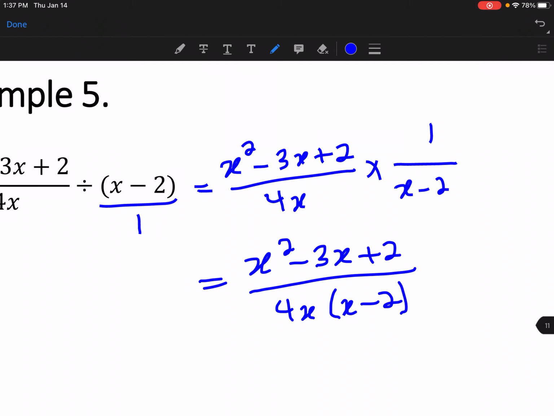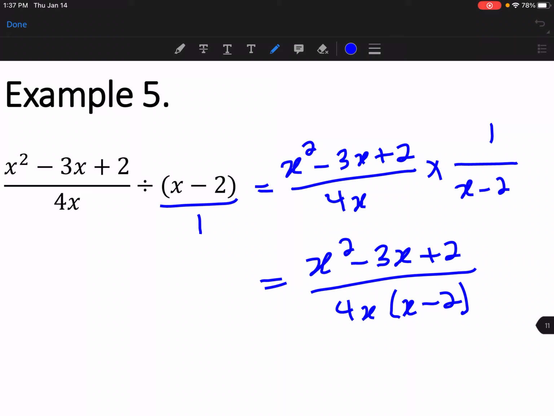Okay, then we're going to multiply across. x squared minus 3x plus 2 times 1 gives me x squared minus 3x plus 2, all over 4x times x minus 2. Now, can I factor my numerator? Let's look at my x term. I have negative 3, and the constant is 2. Okay, what are the factors of 3? The factors of 3 are 1 and 3. Now, I need a negative 3.